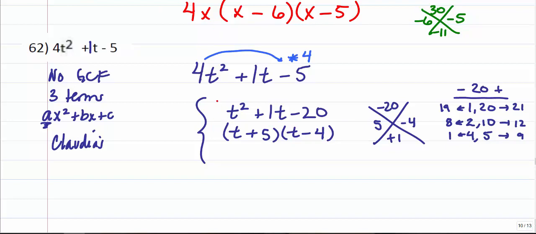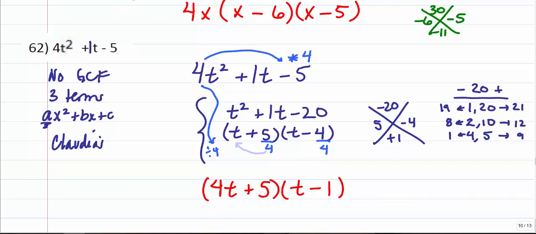Not done, because I have to take care of my little trick of multiplying by 4, so I need to divide by 4. So when I divide by 4, I'm going to bring that up because 5 over 4 is reduced. So this is going to turn into 4t plus 5. And then this 4 divided by 4 is just 1, right? So that just becomes t minus 1.